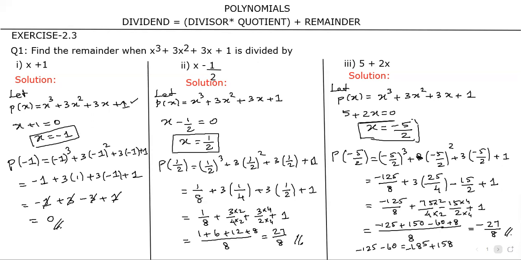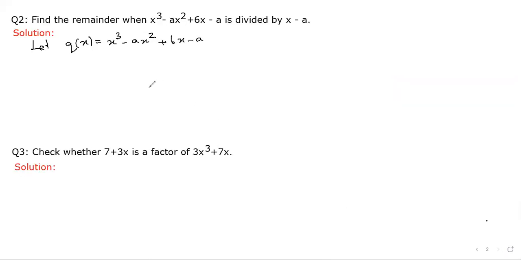Now we will go to the next question. Find the remainder when x cube minus a x square plus 6x minus a is divided by x minus a. We have to find the remainder. Okay, so now as before, x minus a should be equated to 0. So what is my a? My a is a constant, it is just a.